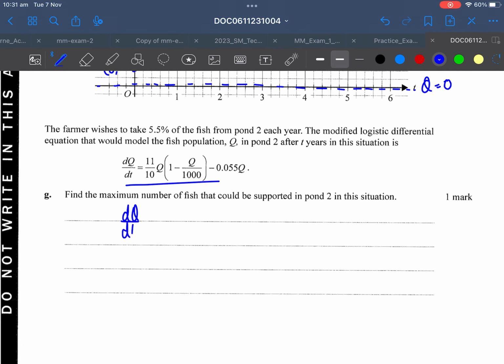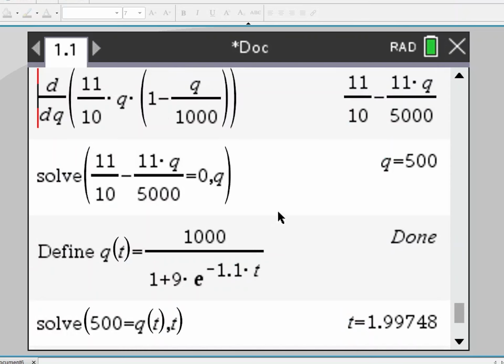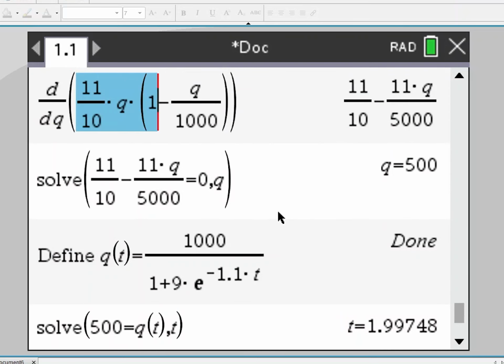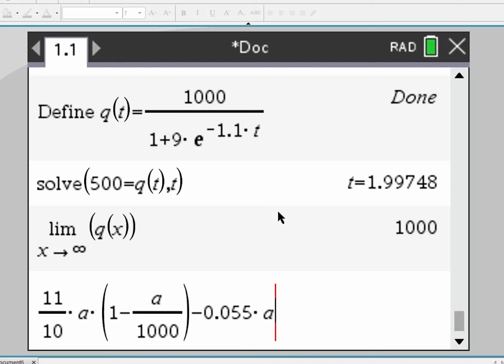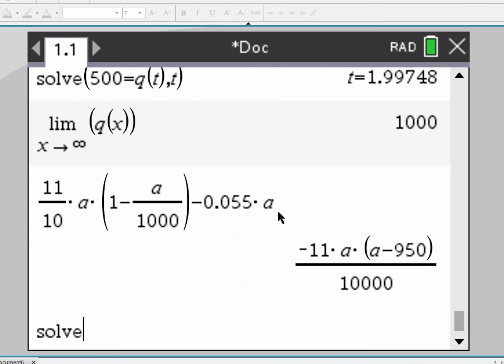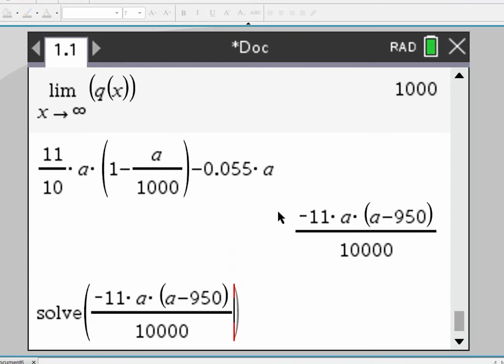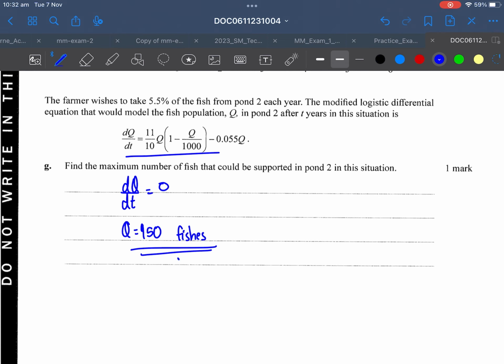So it would be the exact same thing that we just typed here, like this. Maybe I'll just say a and not q, I don't want to delete q again. And then minus 0.055 times a. Solve that equals 0, a, and a equals 0 or a equals 950, so our q is going to be 950 fish. There we go.